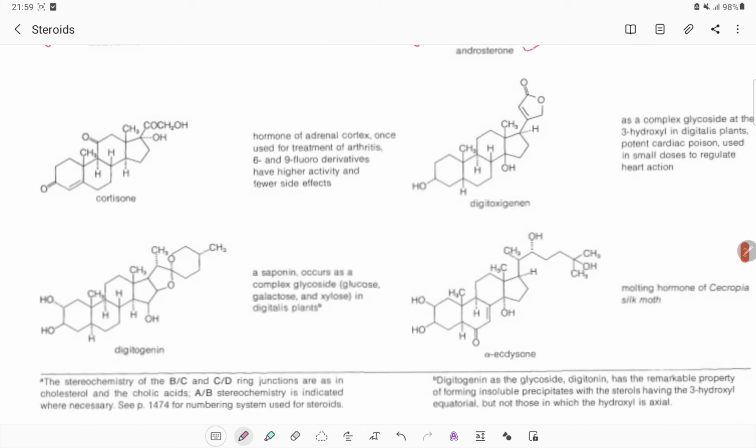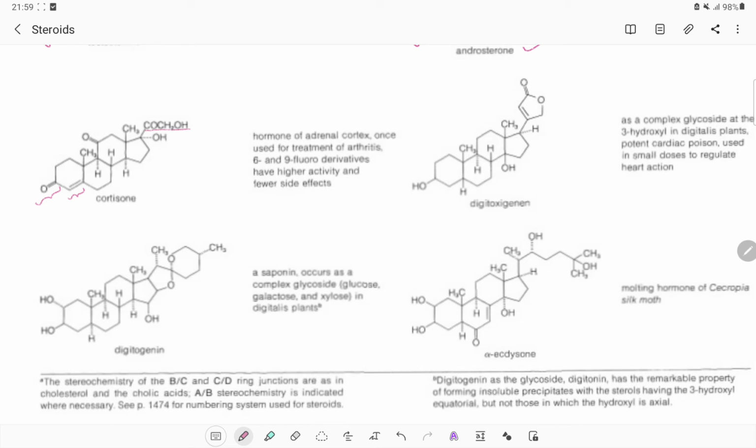Then comes cortisone. We have already discussed cortisone also. Cortisone has a COCH2OH group, and in ring A a carbonyl carbon and a C double bond C. This is a hormone of the adrenal cortex, once used for the treatment of arthritis. The 6 and 9 fluoro derivatives have higher activity and fewer side effects.